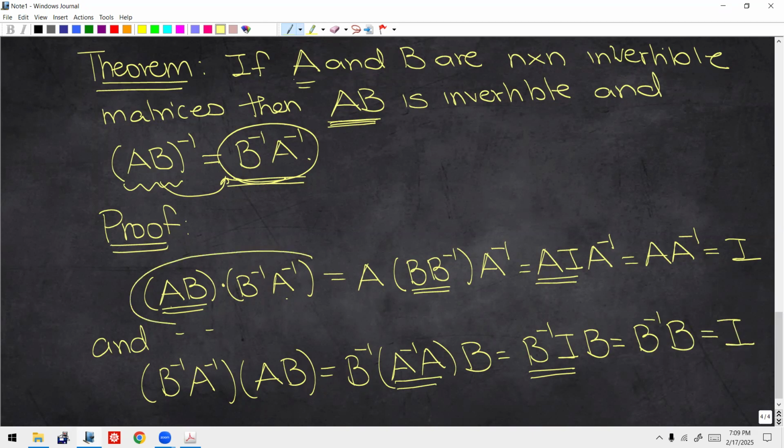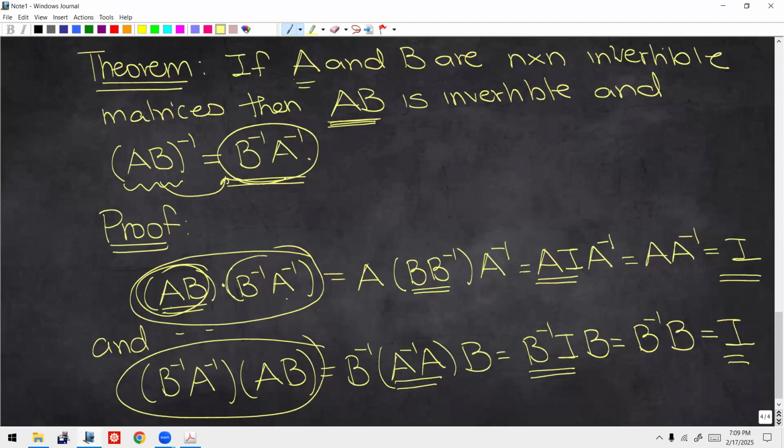So when we multiplied these two matrices, we got identity in both cases. What does that tell us? That these two are inverses of each other. You guys follow? So if I take the inverse of AB, I should get this, okay? So that's what that implies. So we can say, hence, first of all, because we get I in both cases, we know that AB is invertible. Hence, AB is invertible.